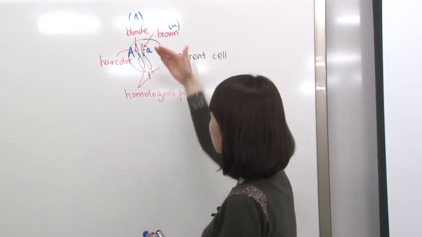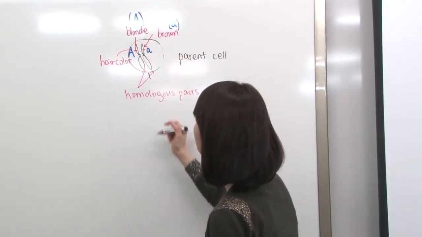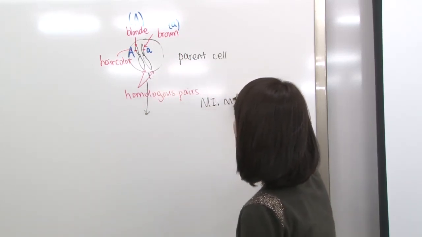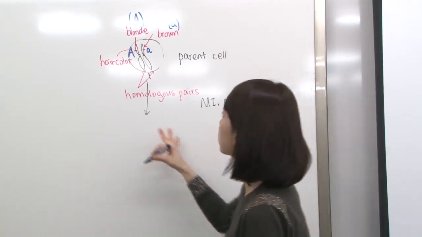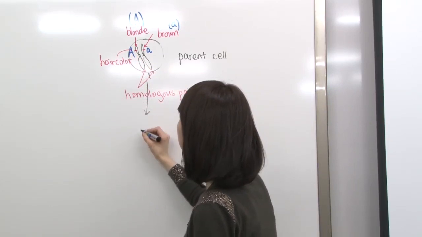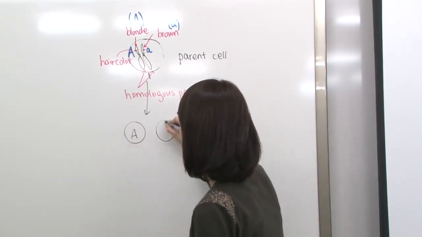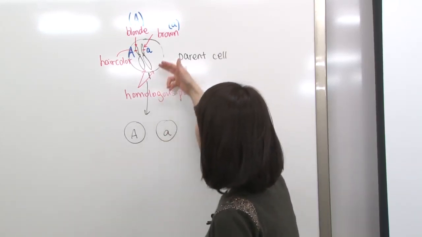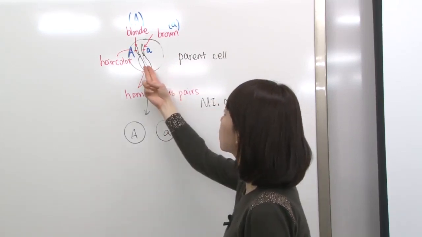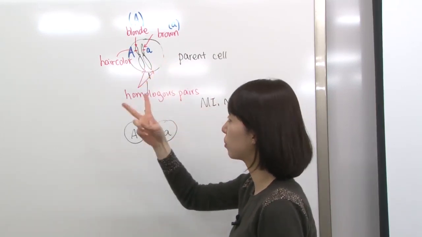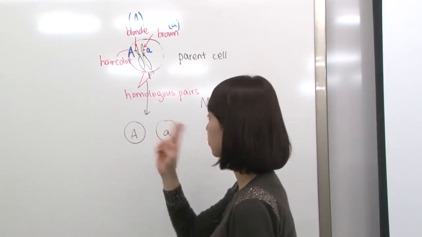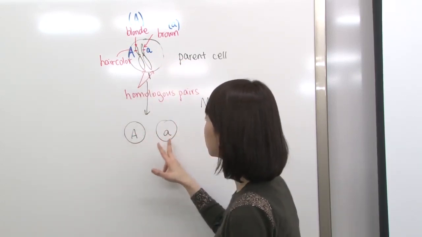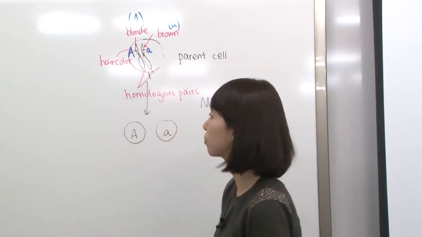If this goes through meiosis, producing gametes, then after meiosis 1 and 2 you have gametes produced. The homologous pair gets separated, and the sister chromatids also get separated as well. As a result of this meiosis, these two kinds of gametes will be produced.